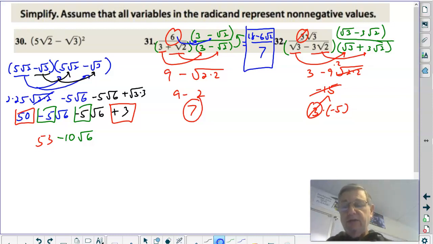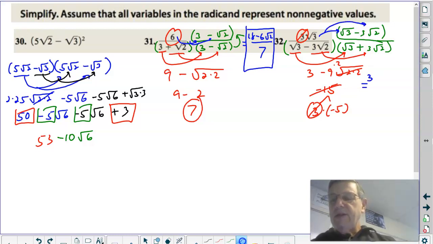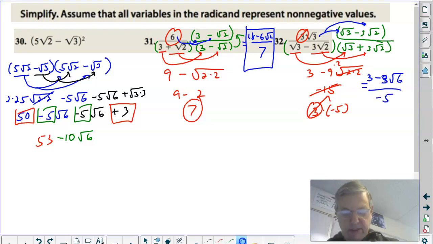Now this last one, I still have a couple things to deal with yet, so let me go ahead and show you the multiplication on top. Square root of 3 times square root of 3 is 3. Square root of 3 times a negative 3 times square root of 2 is a negative 9. Oops, I'm sorry, a negative 3 times the square root of 6. That's my top over a negative 5. Let me clean that up. So this is a negative 3 times the square root of 6.